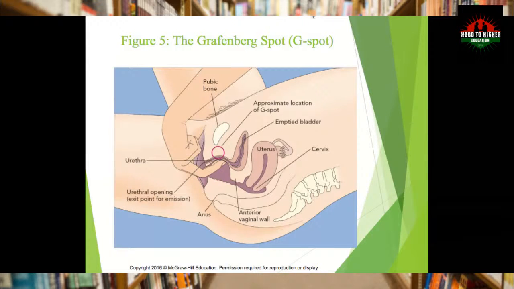The Grafenberg spot, or the G spot. Now, some people think that the G spot is a myth, like an urban legend. Some people swear by the G spot and say that it brings great pleasure if manipulated right or rubbed against. So this is a side view of the approximate location of the G spot. This diagram also shows where the urethral opening would be in comparison to the G spot, the exit point for emission, the cervix, and the pubic bone.